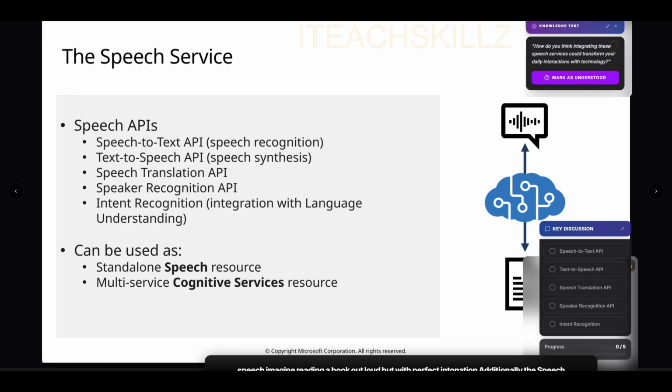Additionally, the speech translation API can bridge language barriers by converting speech from one language to another in real time. Speaker recognition adds an extra layer by identifying who is speaking, akin to recognizing voices at a party. Finally, intent recognition works hand in hand with language understanding to comprehend and act on spoken commands, making it an integral part of creating responsive AI systems. This versatility allows the speech service to operate as both a standalone resource or be integrated into broader cognitive services solutions.